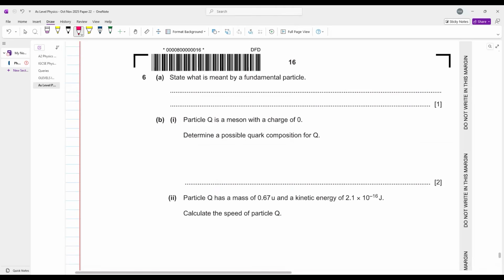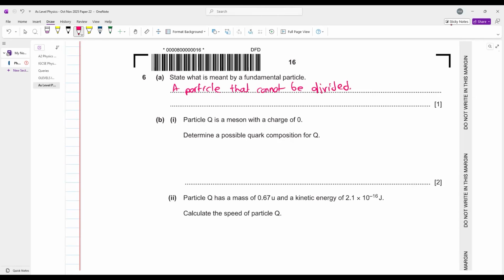State what is meant by a fundamental particle. A particle that cannot be further divided. A particle that cannot be divided.